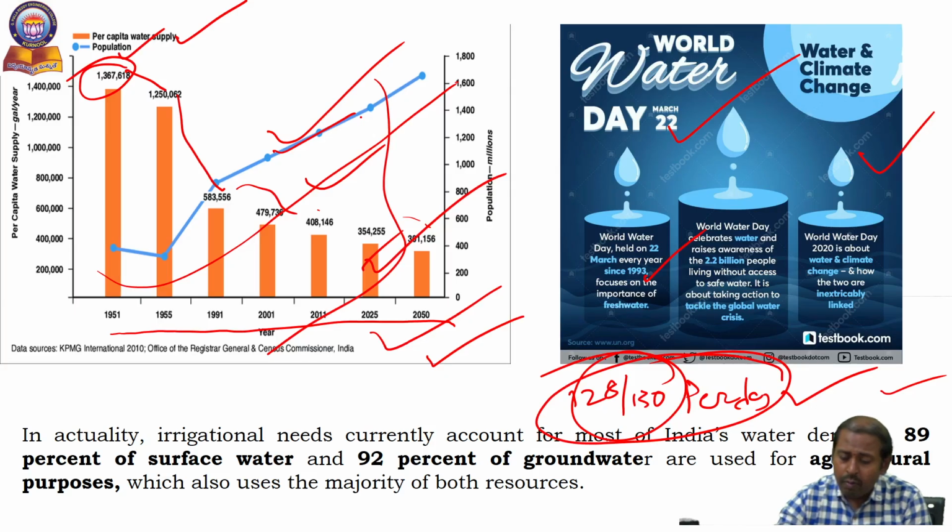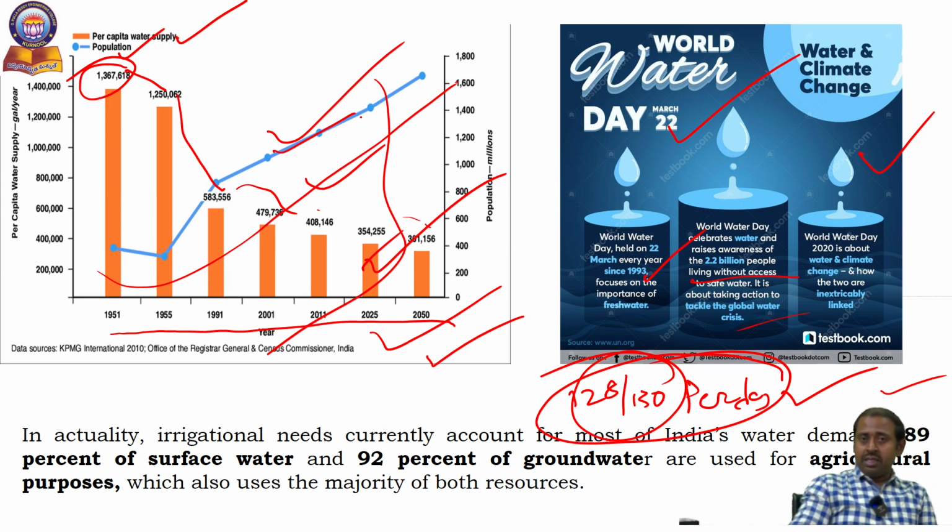World Water Day is held on March 22 every year since 1993. It focuses on the importance of fresh water. How much importance does fresh water have? Fresh water is nothing but water with no salinity content. World Water Day celebrates water and raises awareness of the 2.2 billion people living without access to safe water. It is about taking action to tackle the global water crisis.